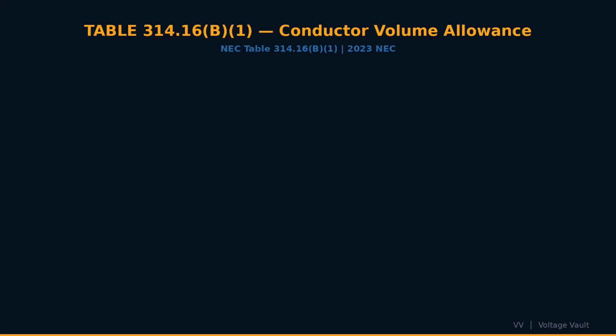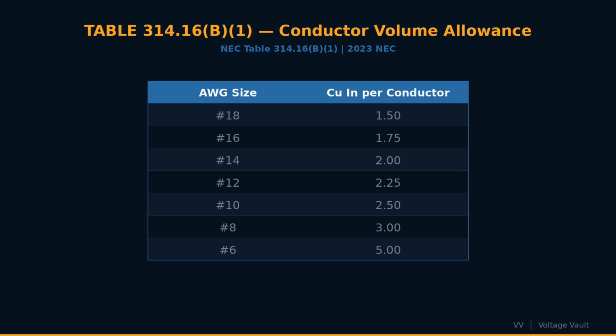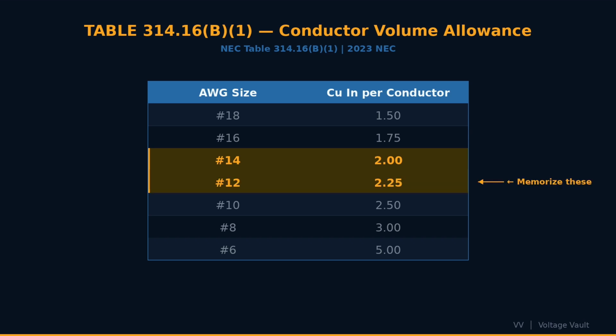Table 314.16(B)(1) is your reference. Every conductor gets assigned a cubic inch value based on its wire gauge. A number 14 wire is 2.0 cubic inches. A number 12 is 2.25. A number 10 is 2.5. These numbers are fixed. Memorize them or tab the table.